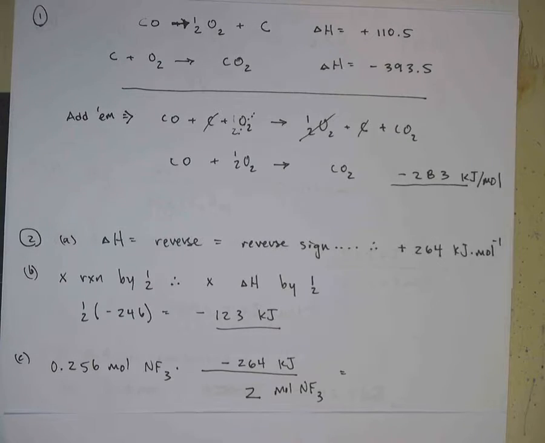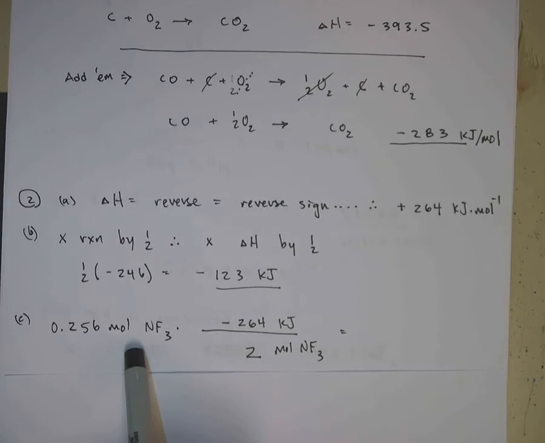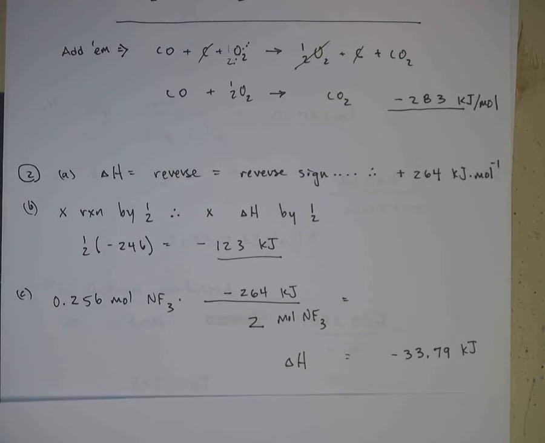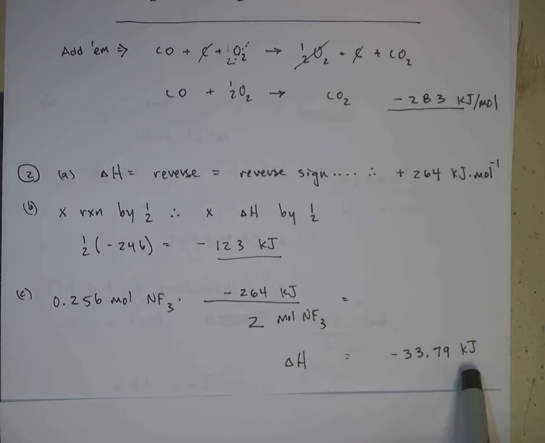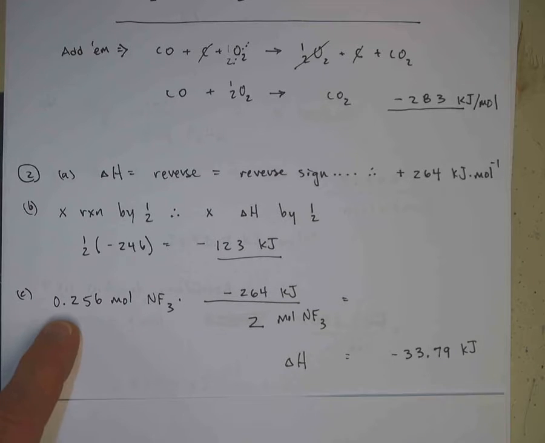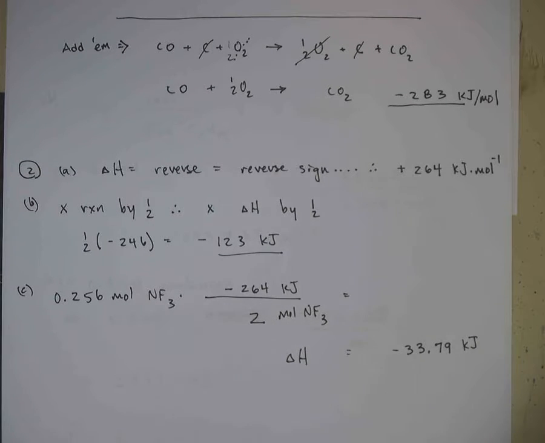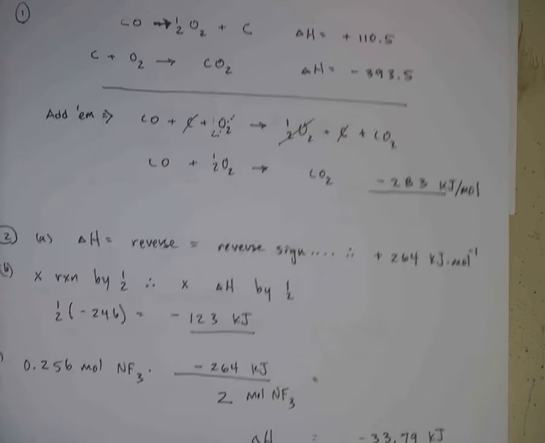So simply take your 0.256 moles of NF3, and for every 2 moles of NF3 that are formed, 264 kilojoules are released. So divide by 2, multiply by 264, and you end up with negative 33.7 kilojoules released for that 0.256 mole sample. Moving on, problem number 3.